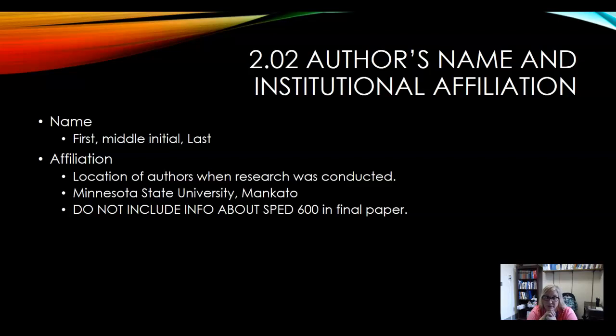So in this case, because the paper is for your class at MSU, it would be MSU Mankato. I don't want you to put your school where you work on there because that would be identifying information about your student. So let's avoid doing that. You do not need to and should not include any reference to the fact that this is a paper for SPED 610 or 600. When you're going to do it in APA formatting, you just have your name and your affiliation included on that title page.